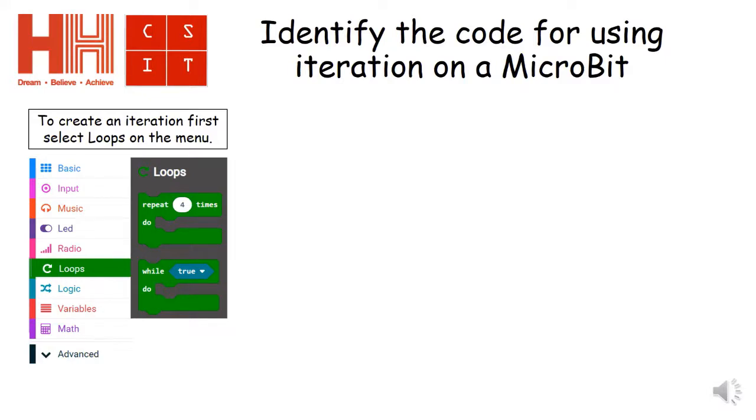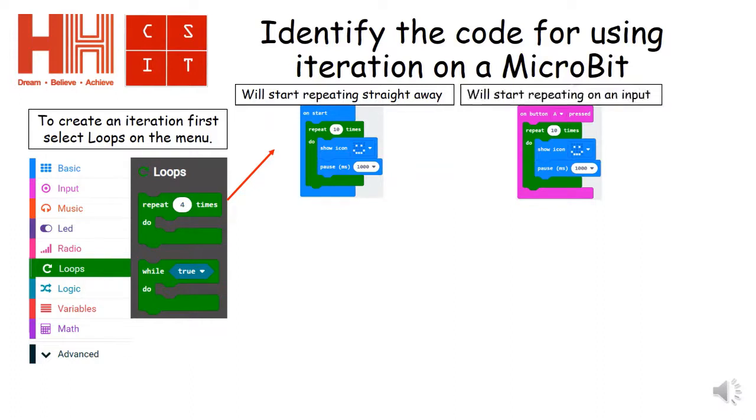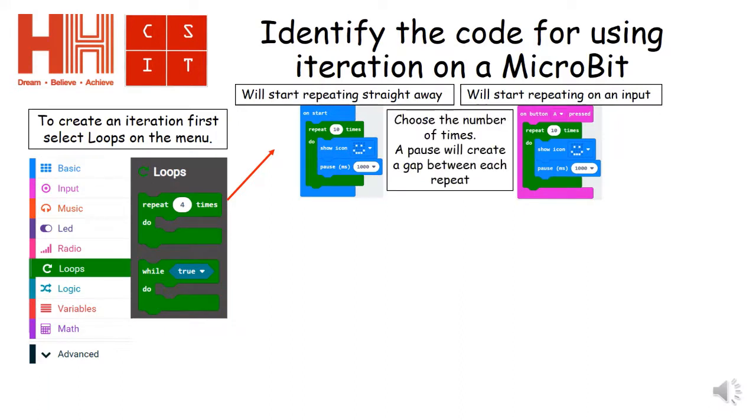Starting with looking at the repeating code, you can see that we can either use that inside the onStart block, which means it will work straight away as soon as you start the code. That code, the instructions, will repeat, in this case, 10 times. The other way we can do it is by having a trigger, in this case an input of button A being pressed, and that will start the iteration. In both cases, we can choose the number of times it repeats by changing the number.